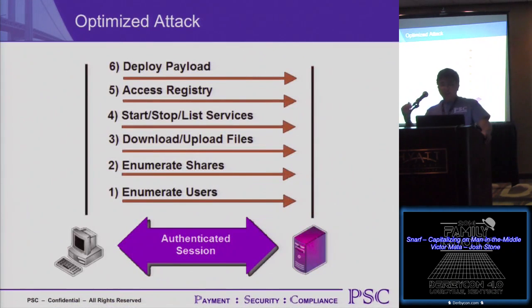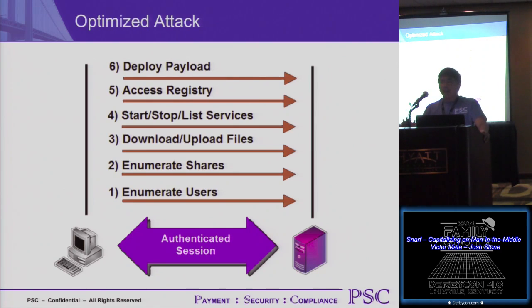So here is an illustration of what we really wanted out of the SMB attack. Here's an optimized attack. If you see, there is an authenticated session at the bottom. One authenticated session. We wanted to be able to perform all these operations on one session. We wanted to be able to enumerate users, enumerate shares, download and upload files, list and create services, access the registry, and deploy a payload if you wanted to.